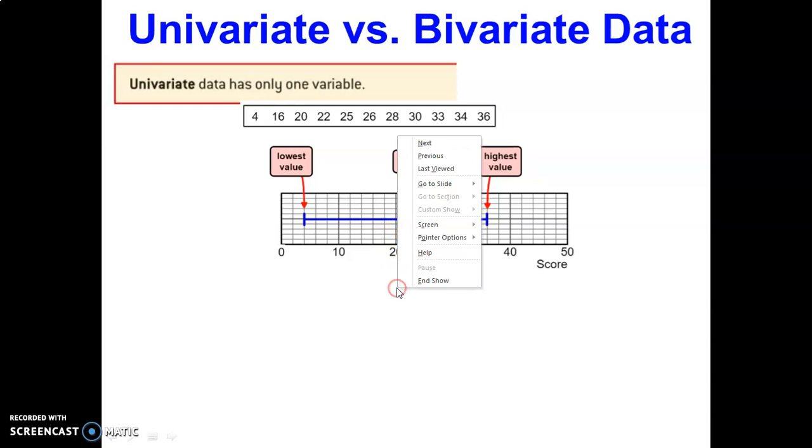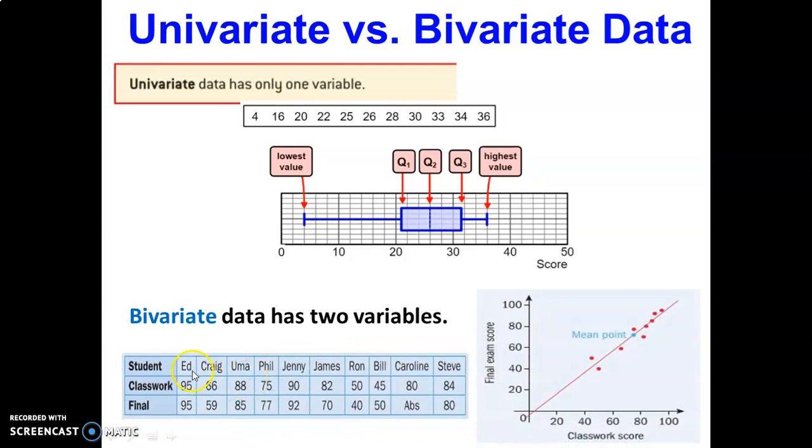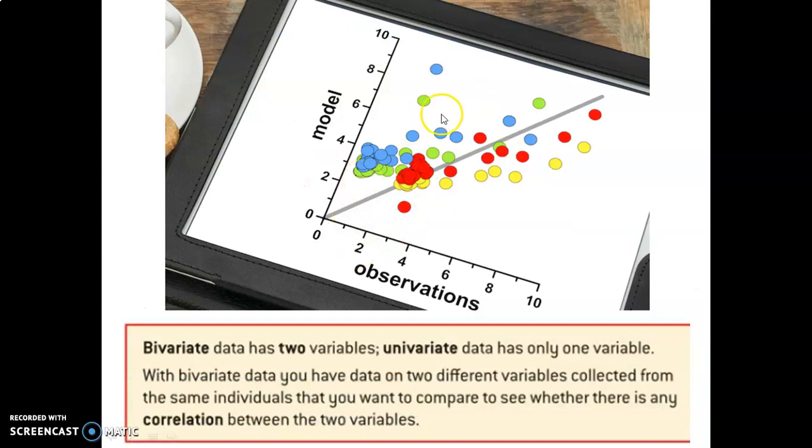All right, bivariate data is data that has two variables. For example, here we collected data about students, and we collected two variables about them: their classwork grade and their final grade in a course, let's say, or final exam grade. And then bivariate data, a very common way to look at it is to plot it as a scatter plot and look for correlation. So bivariate means two variables, univariate one variable. And with bivariate data, you have data on different variables collected from the same individuals, and you want to compare them, for example, in a correlation analysis.